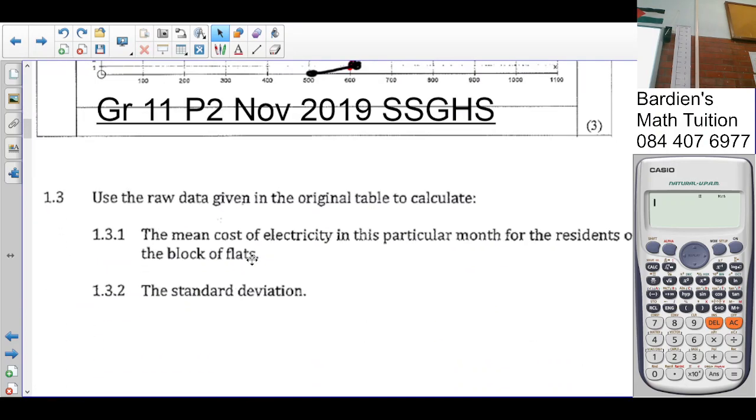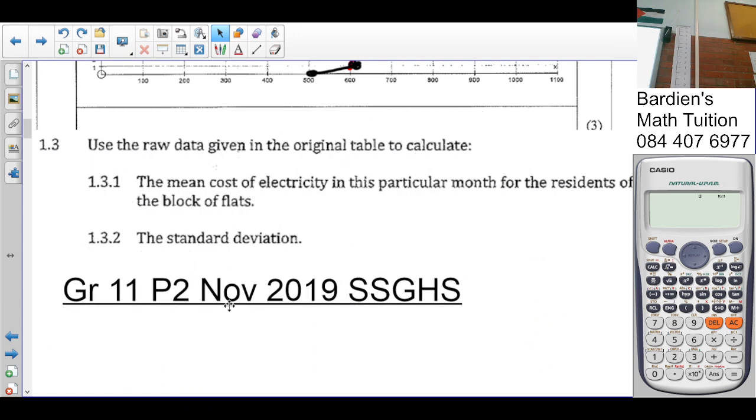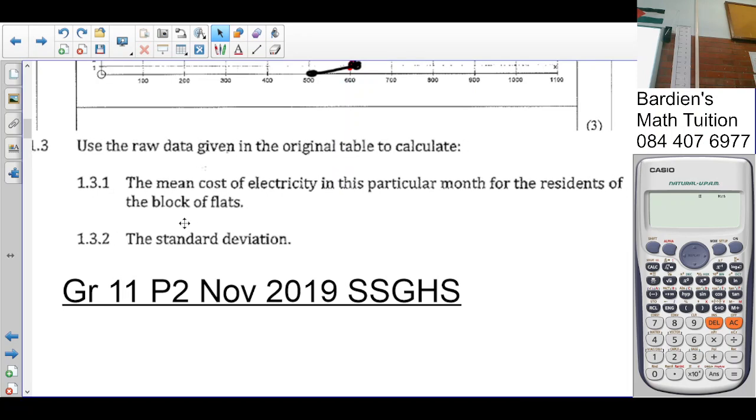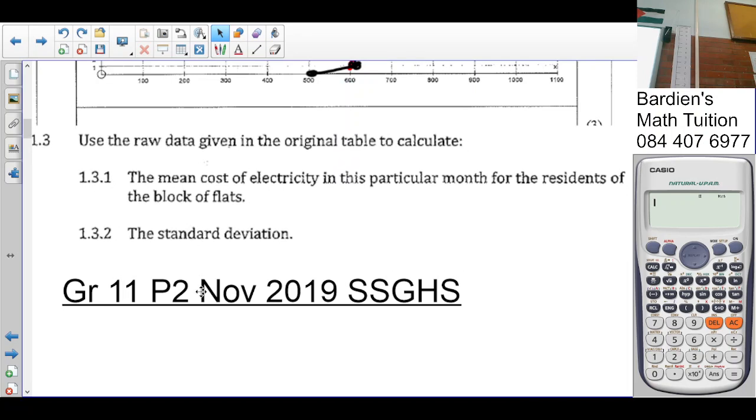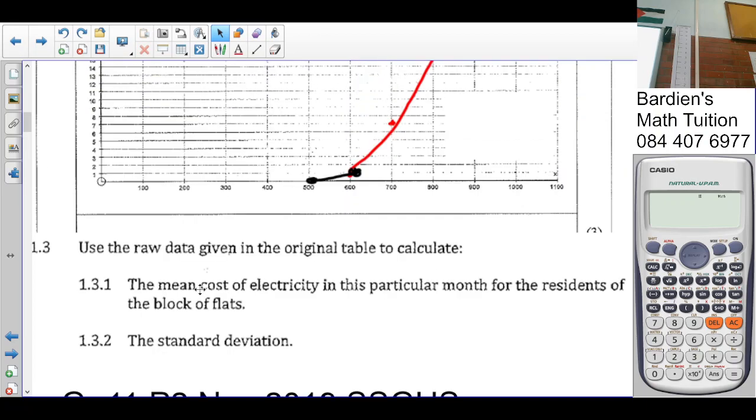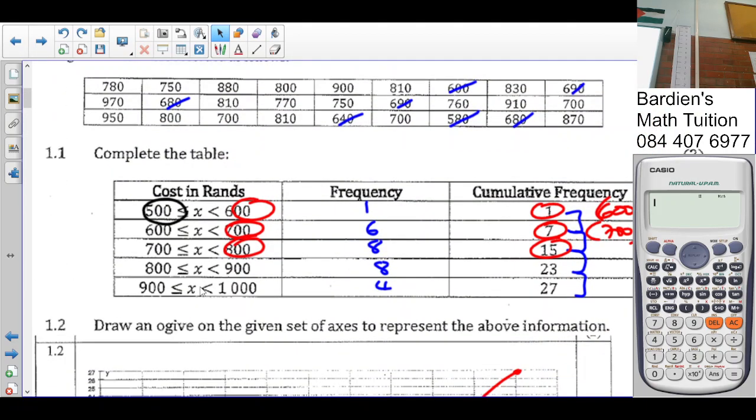Then the next question says, use the raw data, not the data given in the original table, to calculate the mean cost of the electricity in this particular month. Okay. So the mean. So what do we do? We add up all these values, divided by the number of values. However, the next question is for the standard deviation. So we might as well just program the calculator and then enter the data and use the information from the calculator straight. Instead of doing two calculations.